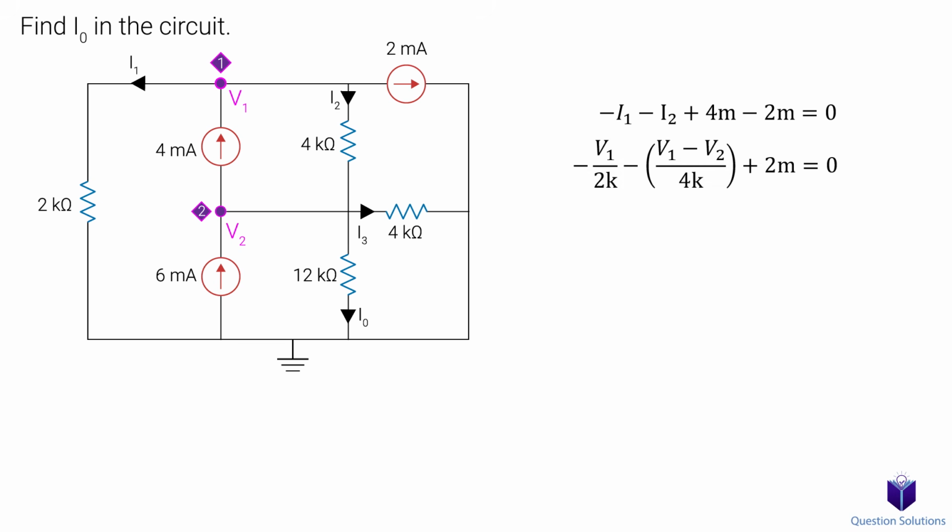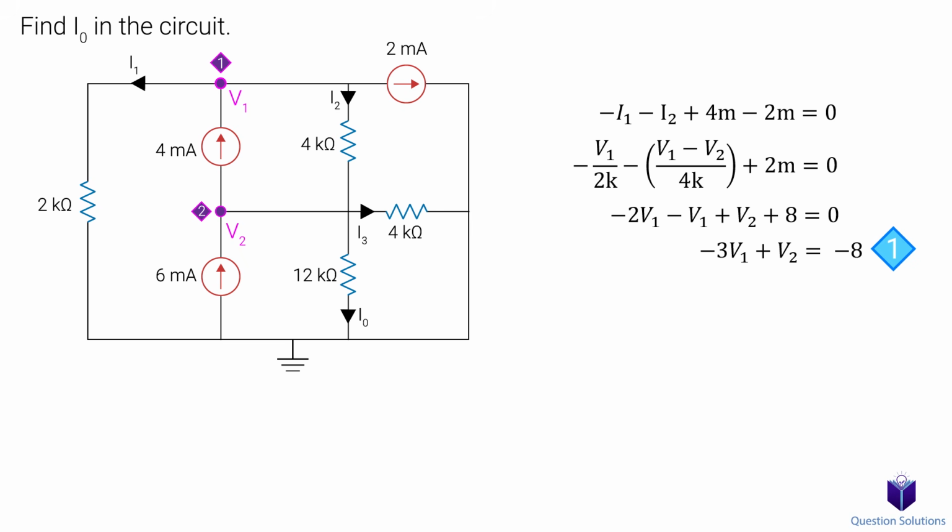So I1 is V1 divided by the 2K ohm resistor. I2 is shared between node 1 and node 2. The current leaves node 1, which means we assumed V1 to be at a higher potential, so it's V1 minus V2. That's divided by the 4K ohm resistor. Lastly, 4 minus 2 is 2, giving us 2 milliamps. Now we can multiply everything by 4K, getting rid of the fractions. Let's simplify. This is our first equation.